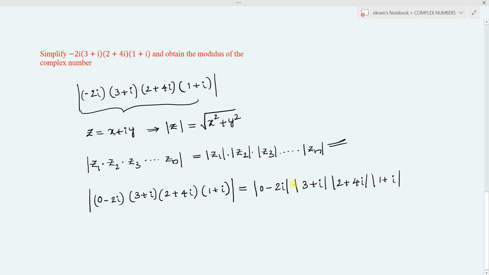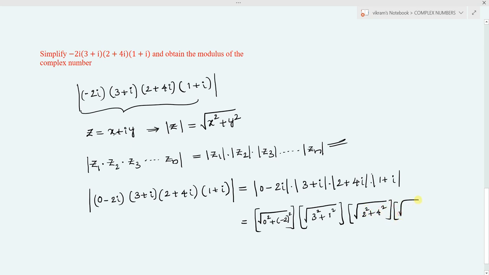Now this is the way: the product of the individual moduli. Then what is the modulus of 0 minus 2i? For x plus iy it is square root of x square plus y square, so square root of 0 square plus minus 2 whole square, which is the first one. And what is 3 plus i? Square root of 3 square plus 1 square. Then 2 plus 4i, square root of 2 square plus 4 square. Then 1 plus i, square root of 1 square plus 1 square.